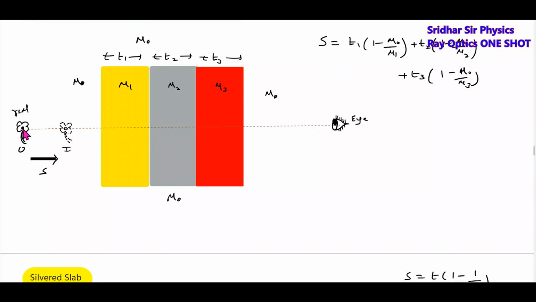So the object which is here will appear nearer to it. The same object will appear at this particular point. This will be the image, and it will be virtual. If you have this eye, the object will not be here, it will appear at this particular point.